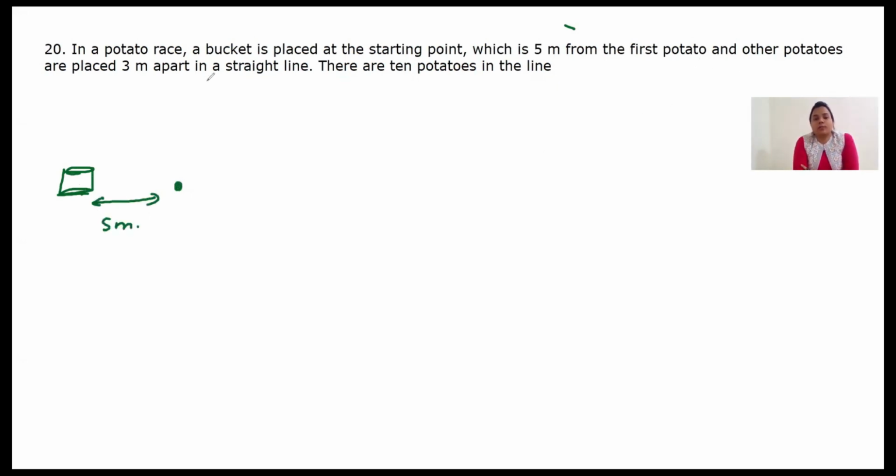And the other potatoes are placed 3 meters apart in a straight line. Other potato is here. This distance is 3 meters. The next is here, 3 meters, 3 meters, 3 meters, and it goes on like that. And total there are 10 potatoes in a line.